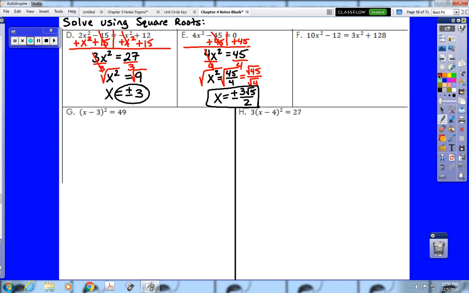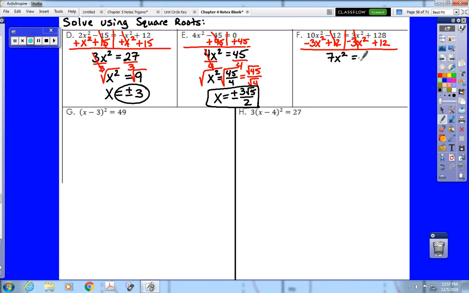On the next problem, this is similar to letter D, in that we have to get the x squared term by itself, so we subtract 3x squared from each side. And while we're at it, we might as well move the 12 to get the x squared term alone. So that would be 7x squared equals 140. Then we divide each side by 7 to get x squared by itself, which would give us x squared equals 20. Finally, we take the square root, which would give us x is plus or minus, and root 20 reduces to 2 root 5.